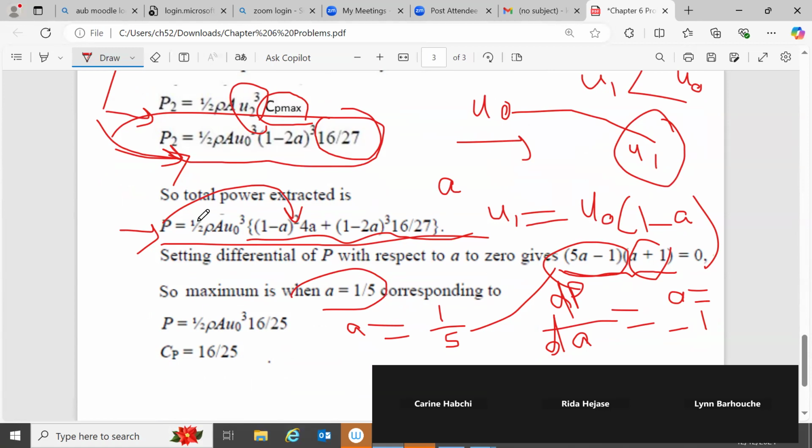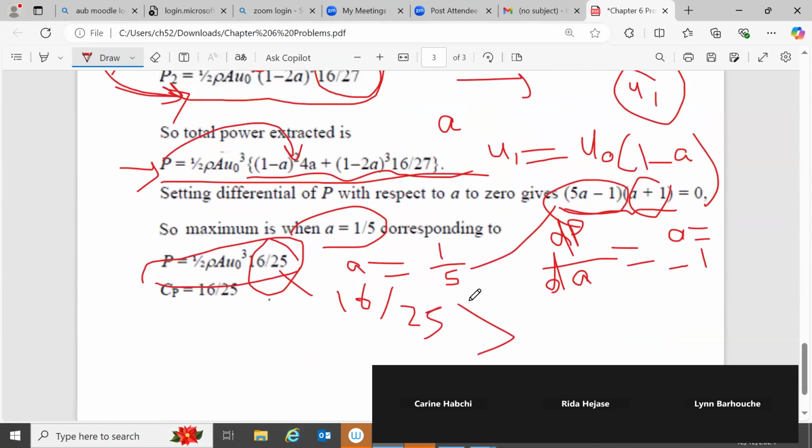If you look at this expression, for the combination of the two turbines, what is the coefficient of performance, the coefficient multiplying half rho A U0 cube? Of course, it will be larger than the coefficient for one turbine, because we added the powers of the two turbines. Any question on this?